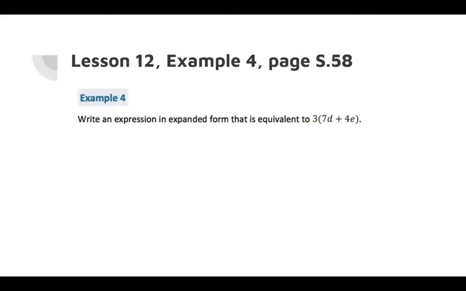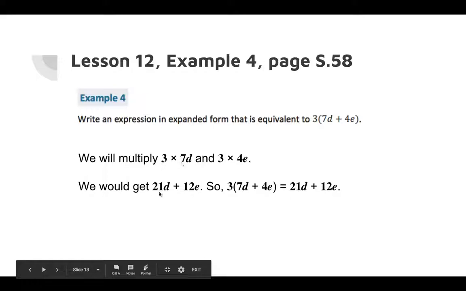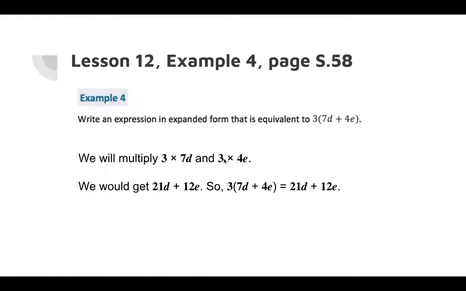Almost there, guys. Example 4. Write an expression in expanded form that is equivalent to 3 times the sum of 7d plus 4e. Remember, you're going to multiply the 3 to 7d and then plus 3 times the 4e. We multiply 3 times 7d and 3 times 4e. 3 times 7d is 21d. 3 times 4e is 12e. So 3 times the sum of 7d plus 4e is the same as 21d plus 12e.